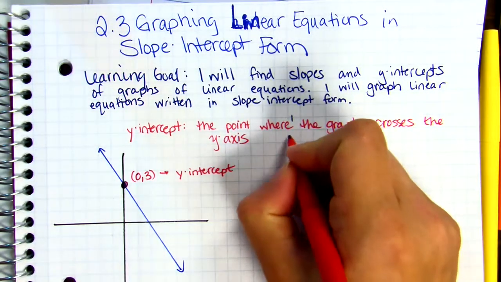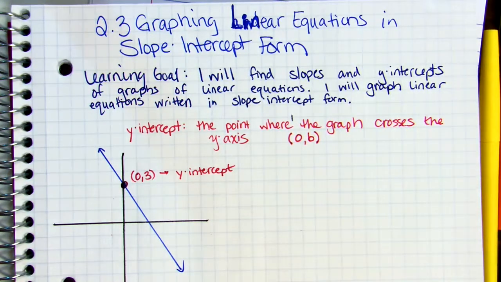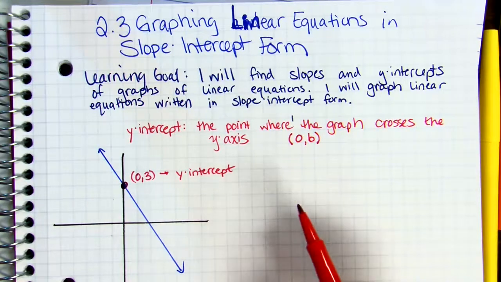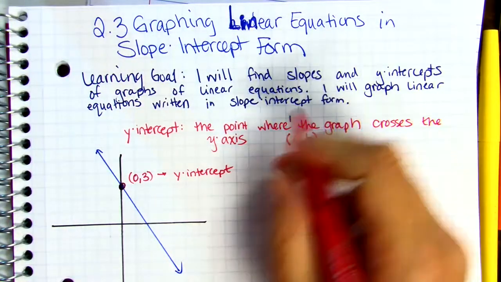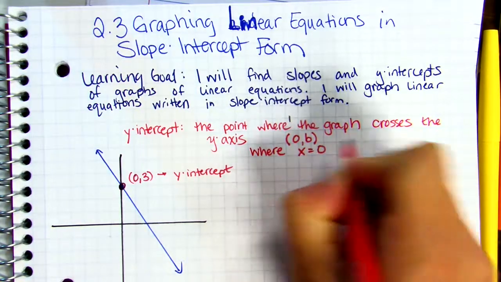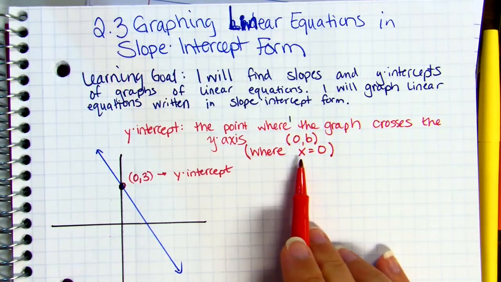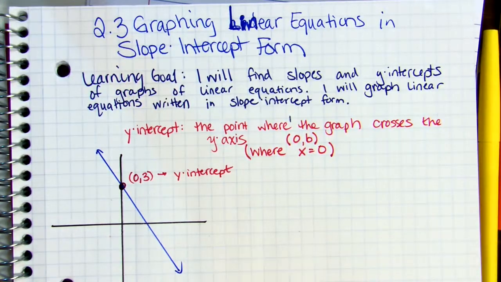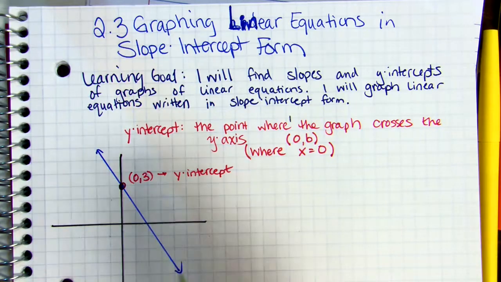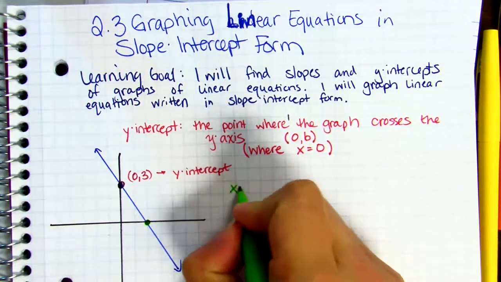So the y-intercept, we could say it's of the form 0, and then we use the letter b. I don't know why we use b. We just use b. And then one other way to think about that is this is where x equals 0. So the y-intercept is when our x is 0. We also can talk about the x-intercept. So this would be our x-intercept.